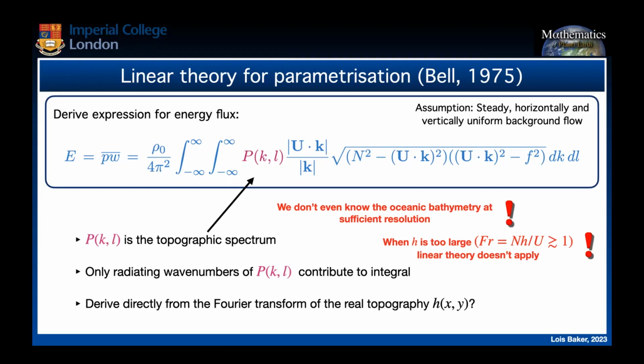And then the other problem is kind of similar to the last talk. We're using a linear theory. And if we define a Froude number, which we define here as NH over U, where H is the characteristic height of topography, the linear theory only applies when that Froude number is much less than 1. And for some typical oceanic parameters, that might mean that when your topography is less than 100 meters tall. And we know that that's not the case everywhere in the ocean, certainly. So we know that our linear theory won't apply everywhere. So we need to deal with that.